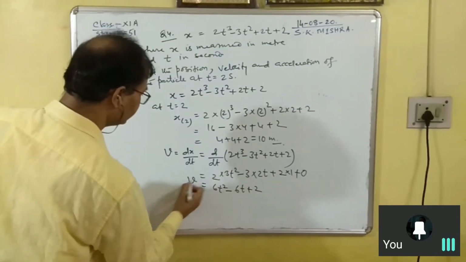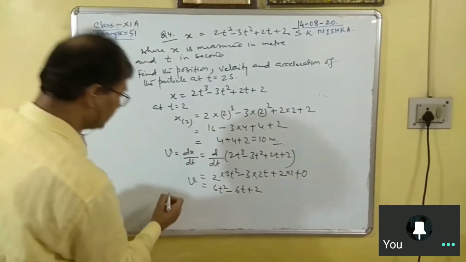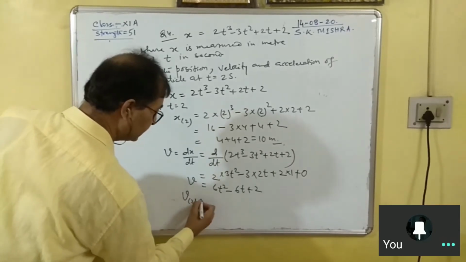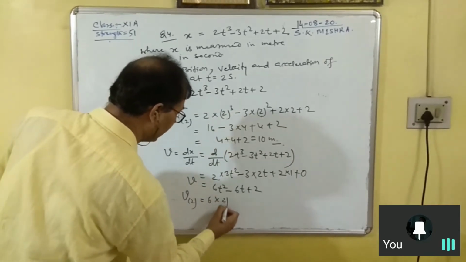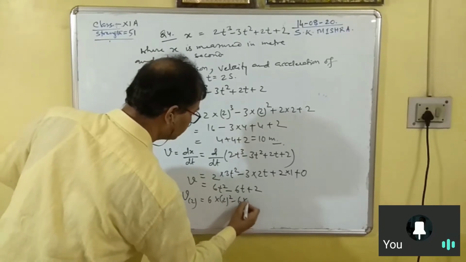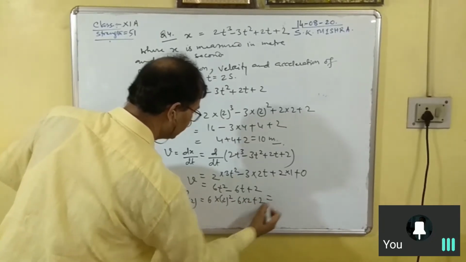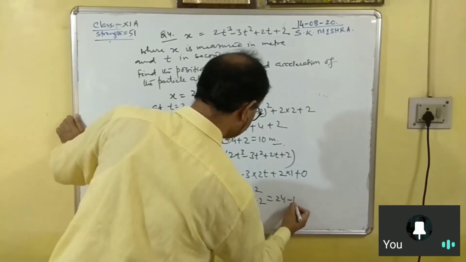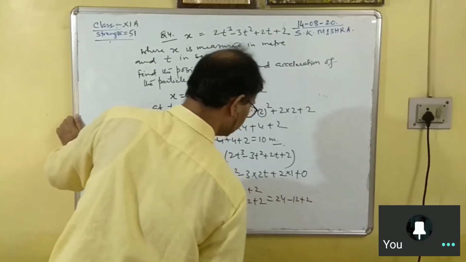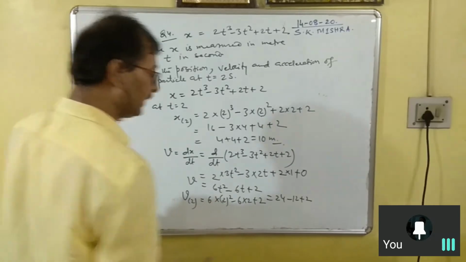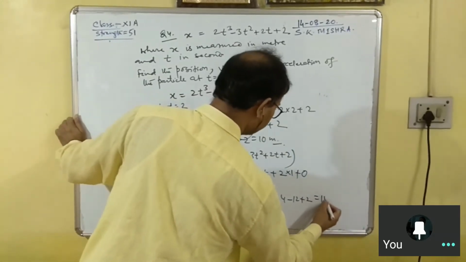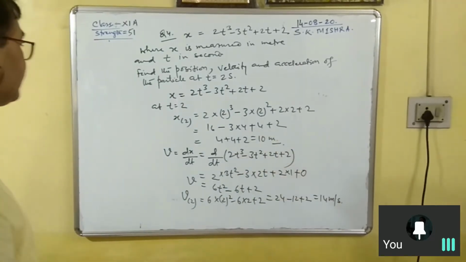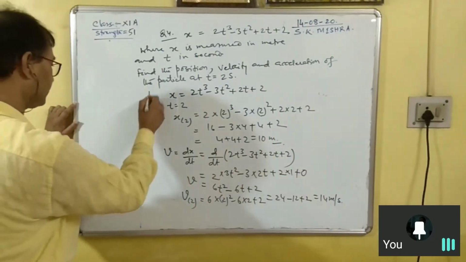Now velocity is time dependent. So at t is equal to 2 seconds, that is, velocity at the end of 2 seconds is equal to 6 into 2 square minus 6 into 2 plus 2. It's how much? 24 minus 12 plus 2. So 26 minus 12. It's how much? 14 meter per second.